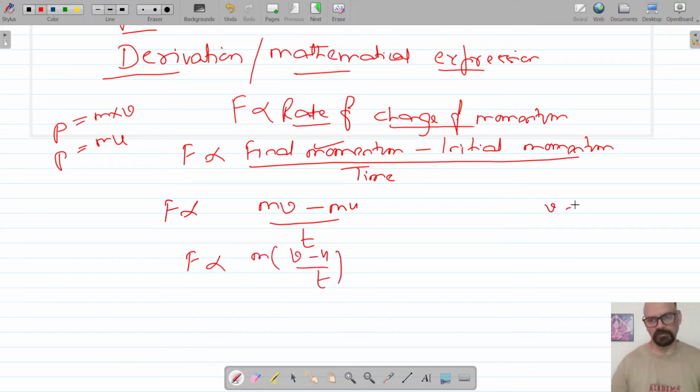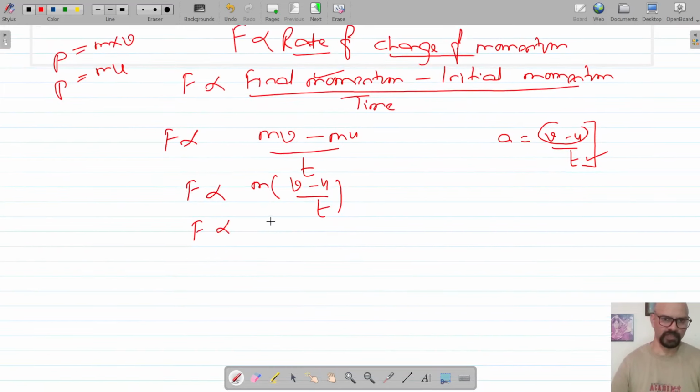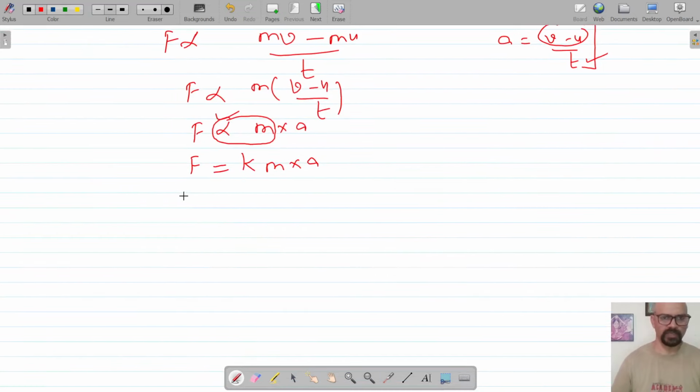Now we know that change in velocity divided by time is the rate of change of velocity, which is equal to acceleration. So we can write it's directly proportional to m into a, and this is constant. So if you remove the proportional sign, let's put in some constant here, that would be equal to k into m into a. And this k is the constant of proportionality.